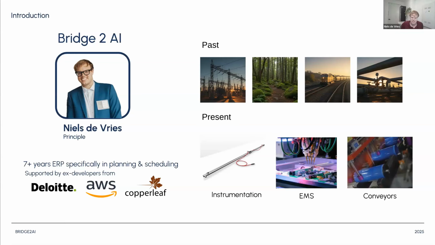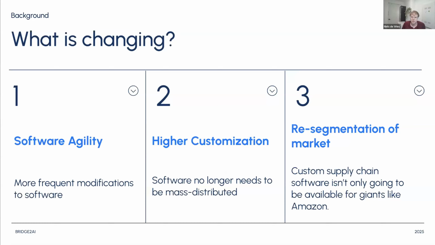So in the last couple of years, some things with software have been changing. The agility is greatly improved. AI is able to help you make much more frequent modifications to software if you're set up in a way that you can push those easily. You can therefore also customize more. It's now more cost effective to create code, and software no longer needs to be as mass distributed as it did before.